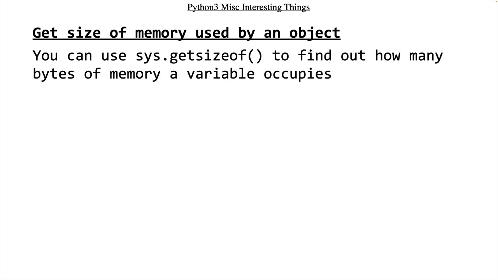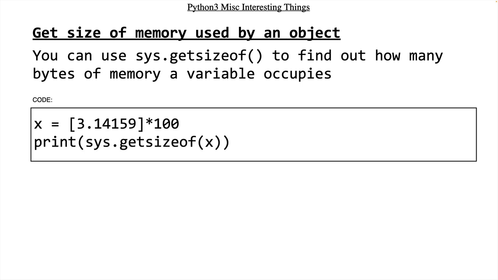This next one is maybe not super useful in day-to-day use, but there are times when you're trying to optimize your program, or maybe figure out why a program is running out of memory. So you can use the getsizeof method from the sys library to find out how many bytes of memory a variable is occupying.